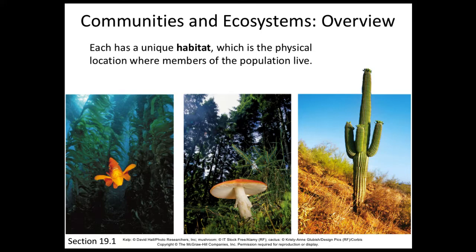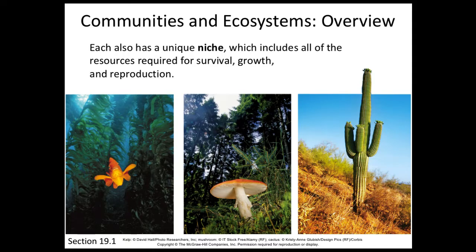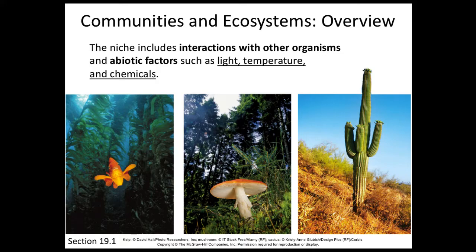Each has a unique habitat, which is defined as the physical location where members of the population live. Each also has a unique niche, which includes all of the resources required for survival, growth, and reproduction. The niche includes interactions with other organisms and abiotic factors such as light, temperature, and chemicals. All of these are essential to understanding how an organism lives within its environment.